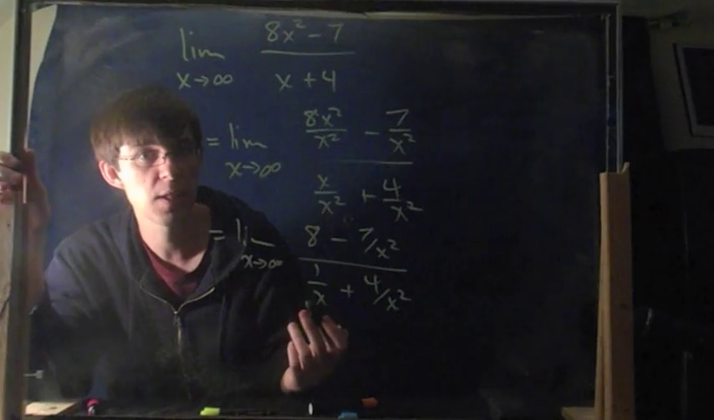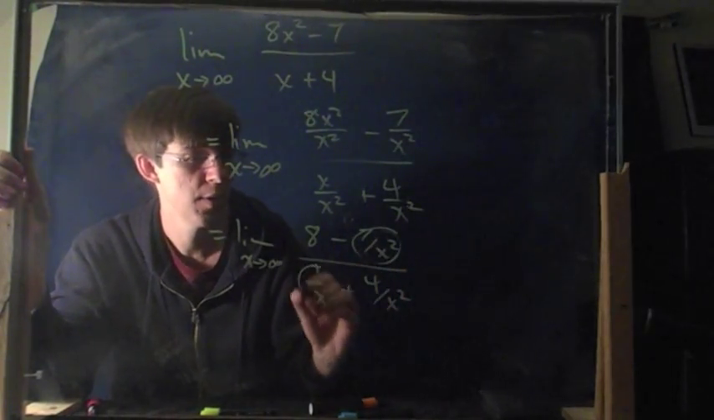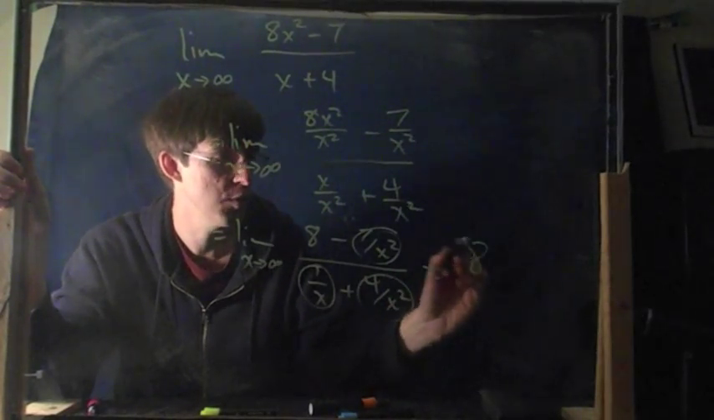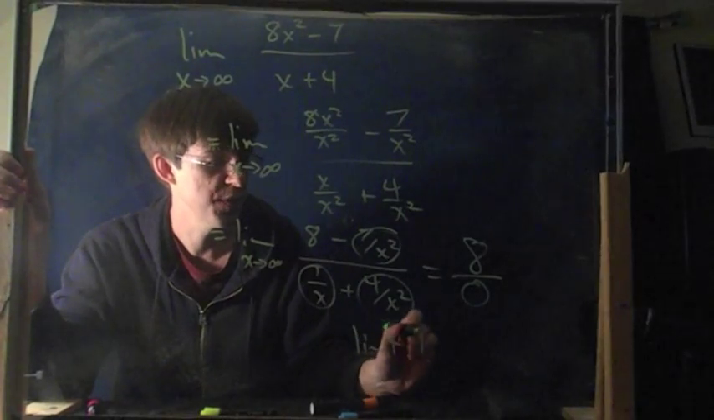But what happens when you take the limit? Everywhere you see x in the denominator, those things are going to be 0. That will be here, here, and here. They're all going to be 0. You get 8 divided by 0. So you say the limit does not exist.